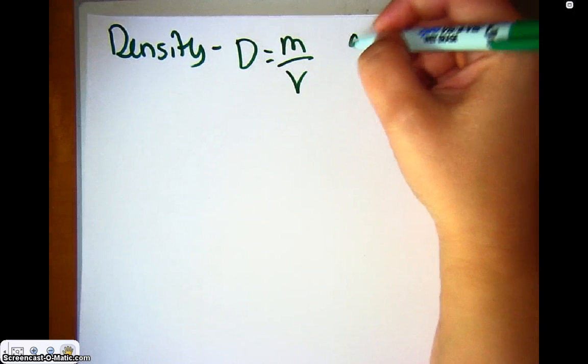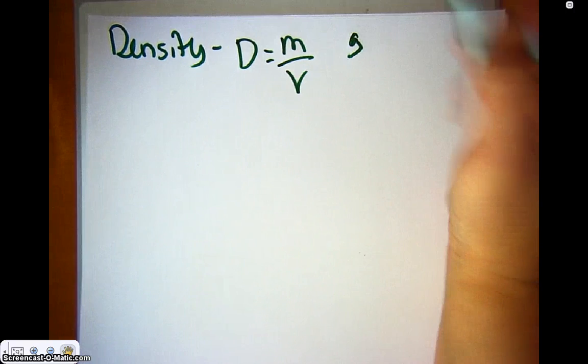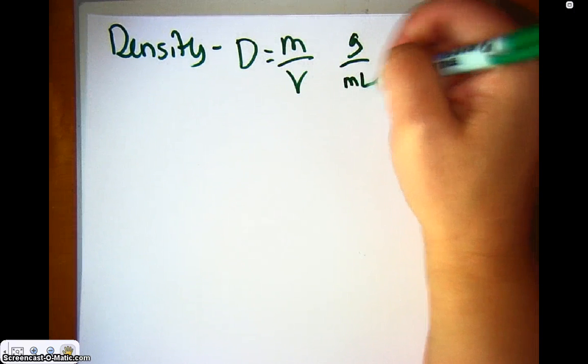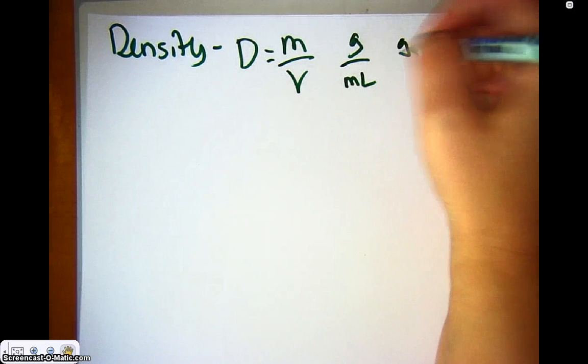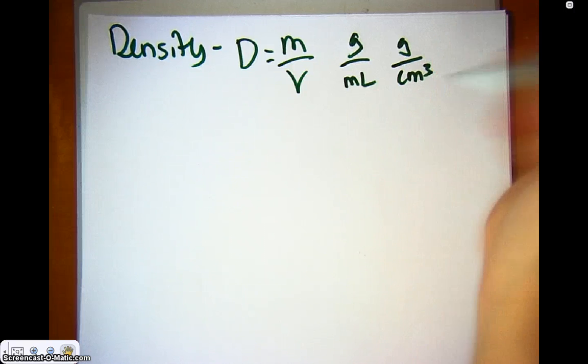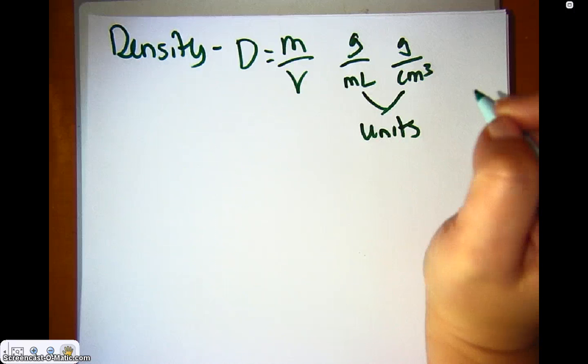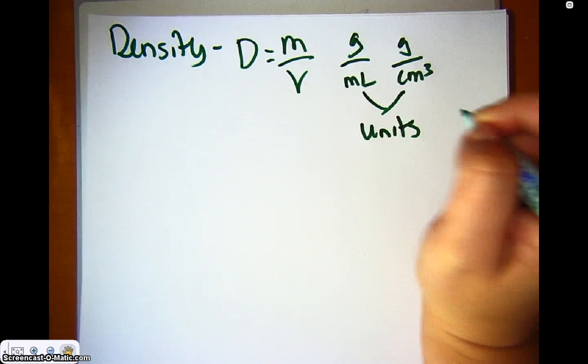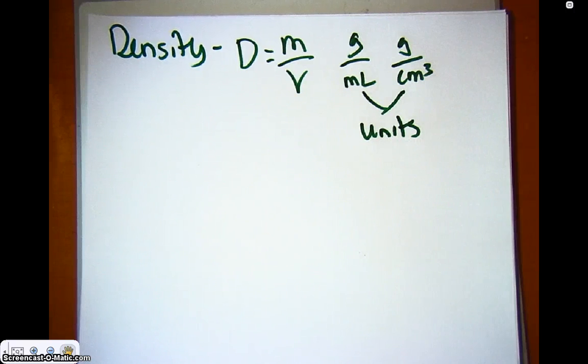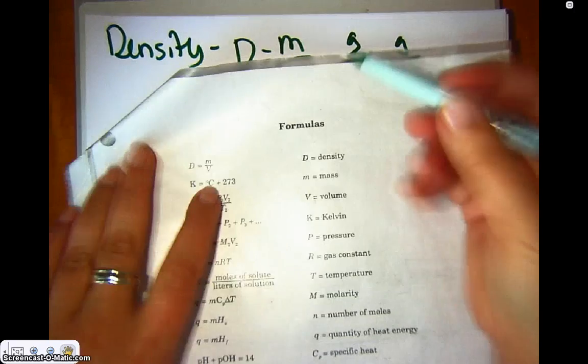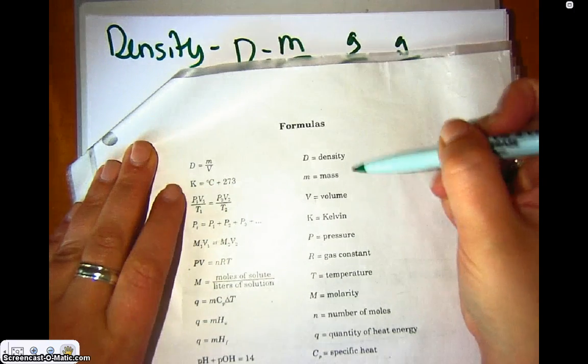So we would have mass on top, which we measure in grams. And then we have volume on bottom, which we measure in milliliters or centimeters cubed. So these two are the units that we see for density in chemistry, grams per milliliter or grams per centimeter cubed. Now, just so you remember, in your reference tables, there is a list of formulas on the second page.